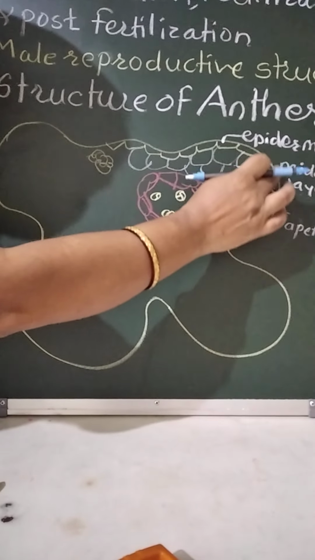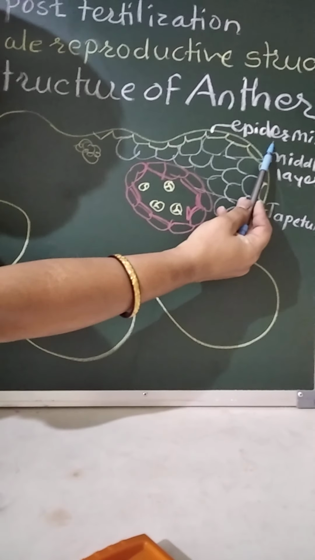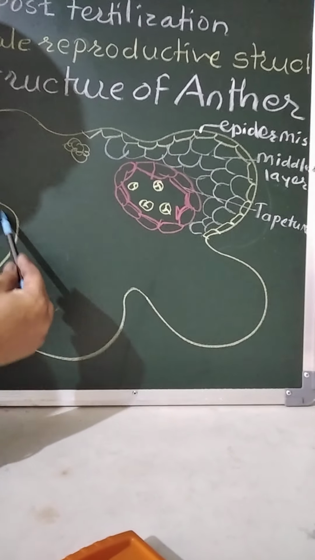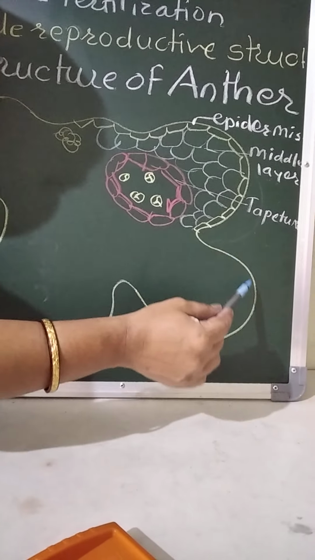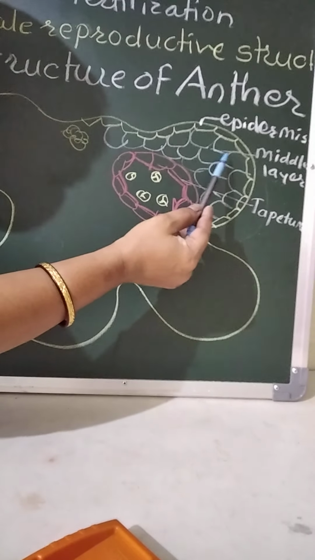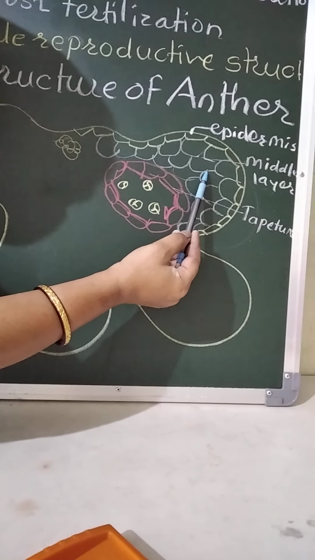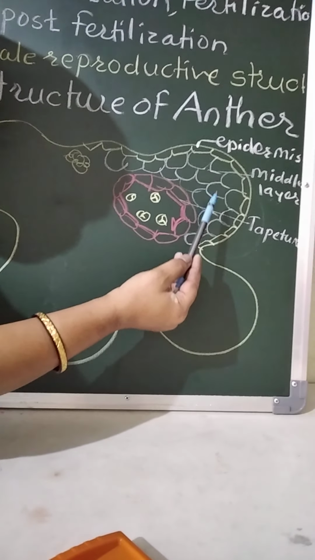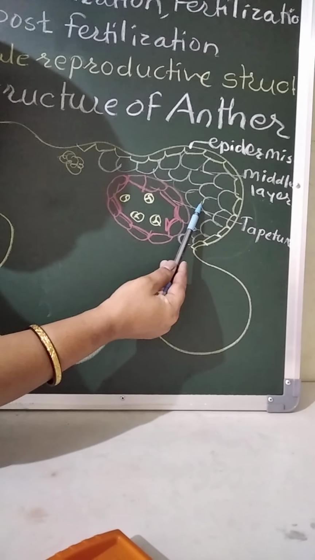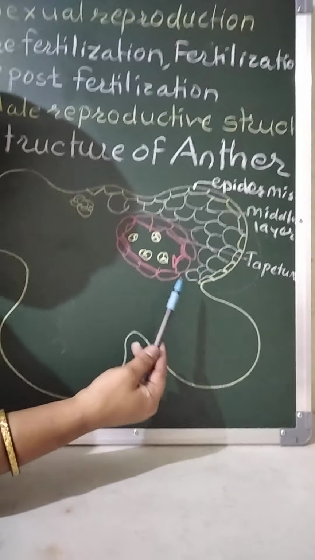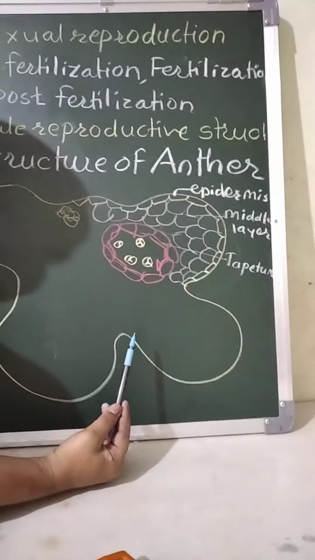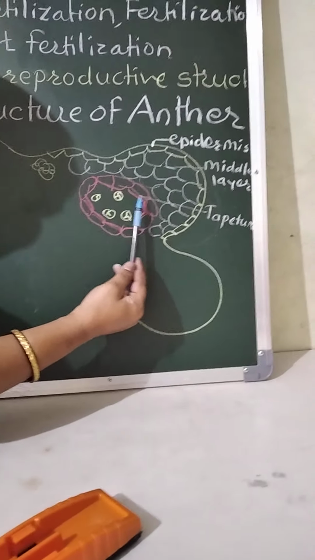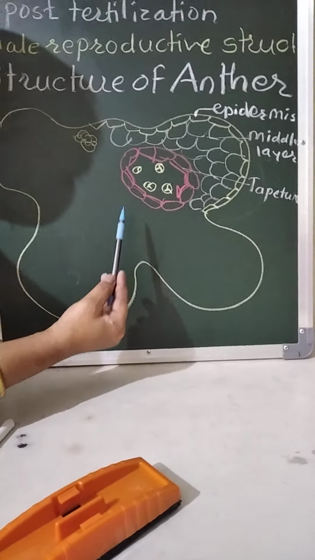First, the outermost layer is called the epidermis. Epi means above, epidermis, the outermost layer, which is protective in function, and it is common for all these 4 chambers. Then next, the middle layer, it is a 2 to 3 layered structure. Initially it shows moisture content, later on it reduces moisture, when the pollen is discharged from this anther lobe. And inside this middle layer, the tapetum layer is formed, which surrounds the sporogenous tissue.